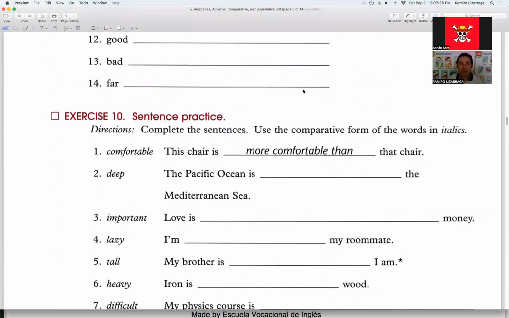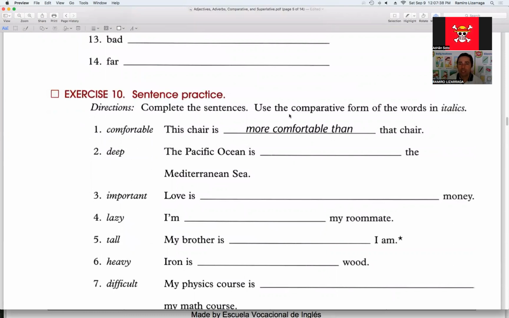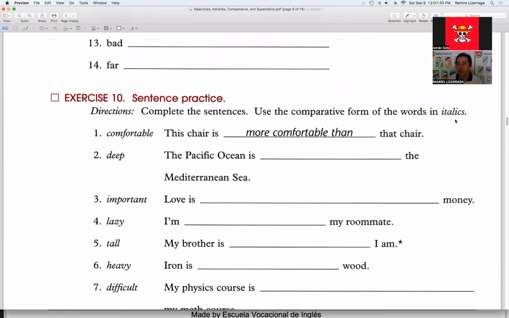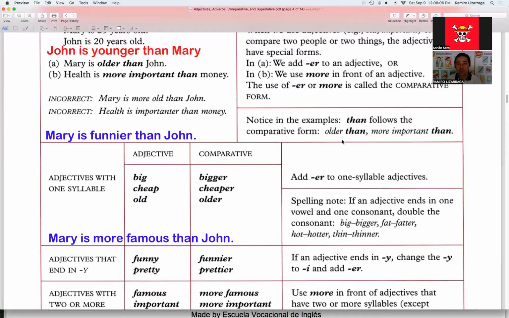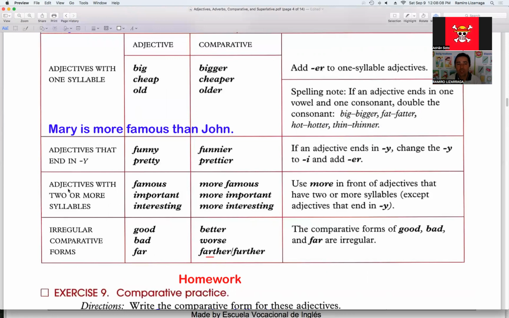Here we have: complete the sentences using the comparative form of the words in italic. Comfortable. This chair is more comfortable than that chair. How many syllables does comfortable have? Three syllables. Since this adjective has more than 2 syllables, we need to use the word more, and we are using than. It's this rule right here.